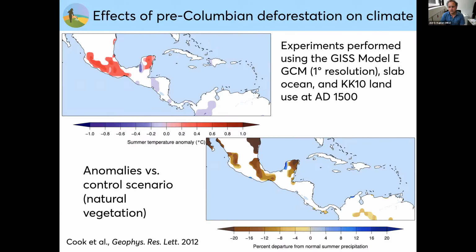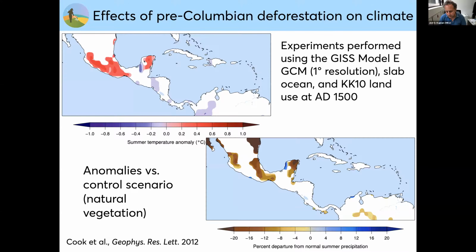And this we have investigated by using climate model simulations, sort of mirroring the pre-colonial period and the colonial period. And what we've again been able to show is that during the pre-colonial period, when we had the maximum amount of deforestation, summer temperatures were hotter and summers were drier as a result of that deforestation here in Mexico and Central America. Okay. So people had an influence on the regional environment.